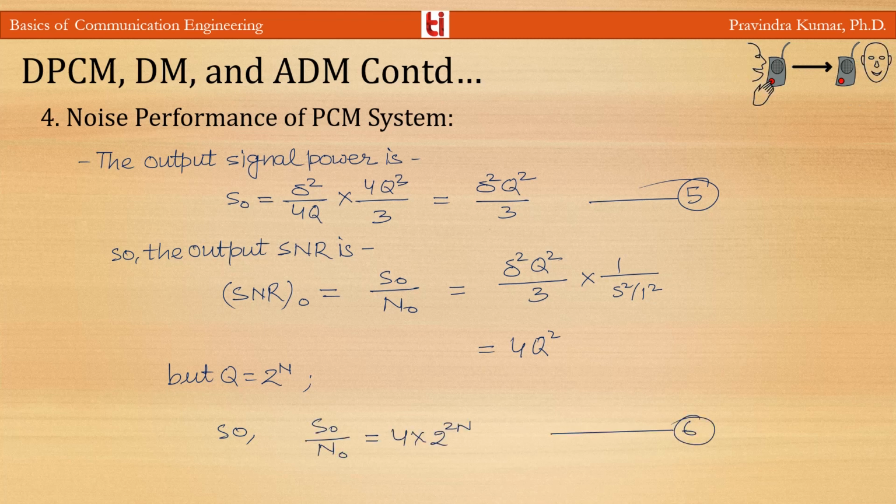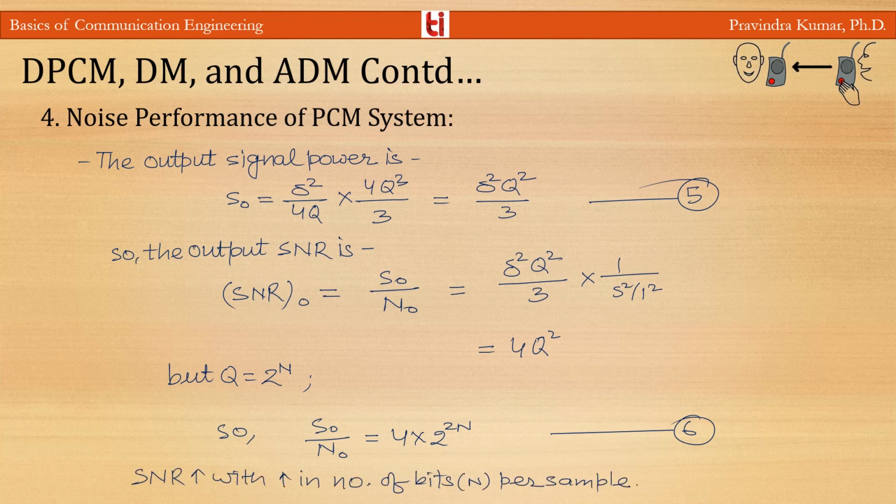But Q is 2 to the power n. So SNR output is 4 into 2 to the power 2n. This expression tells that the SNR of the uniform quantizer in PCM system increases with increase in the number of bits per sample n.